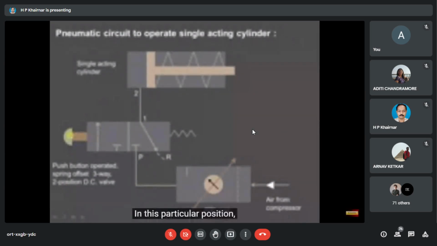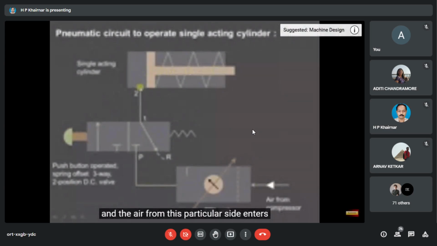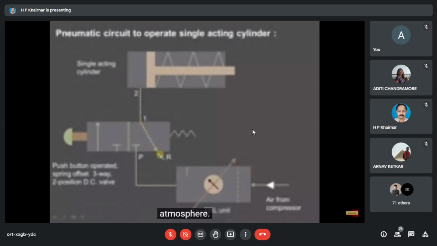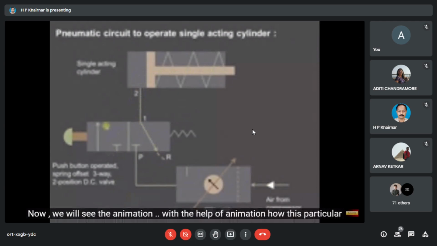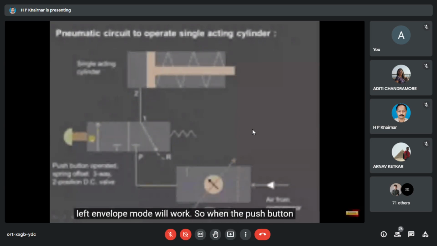In this particular position, we are having this right envelope mode, and because of the spring force, the piston along with the piston rod is retracted, and the air from this side enters into port 2, and from port 2 to port 1, and then it goes to the atmosphere. Now we'll see the animation, with the help of animation, how this left envelope mode will work. So when the push button is operated, we'll be in the left envelope mode.